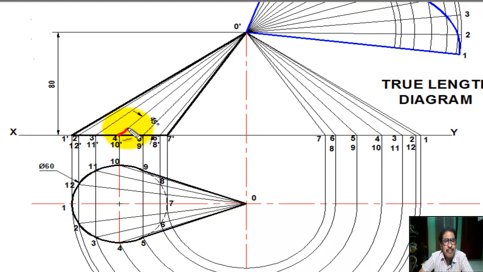Okay, now draw the axis line at 45 degree angle. Draw the axis line, and height of the cone 80 millimeter. So draw a parallel line to the base, 80 millimeter distance. It is cut at this point. This is marked as O'. This is the vertex of the cone.